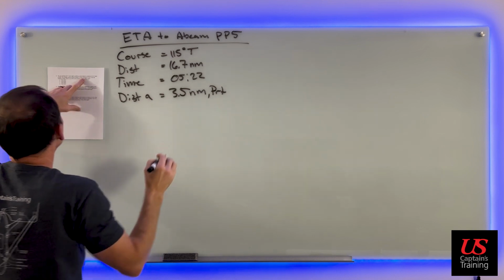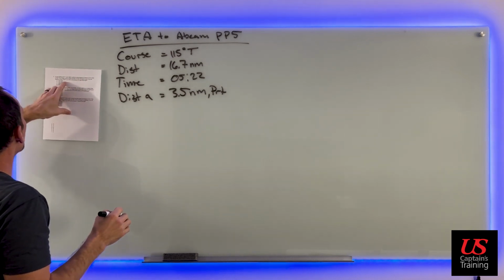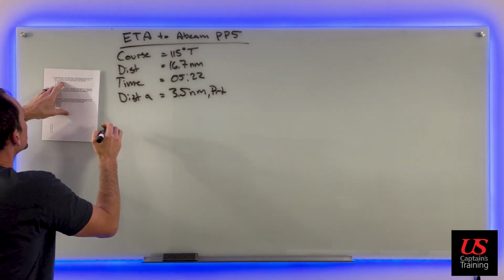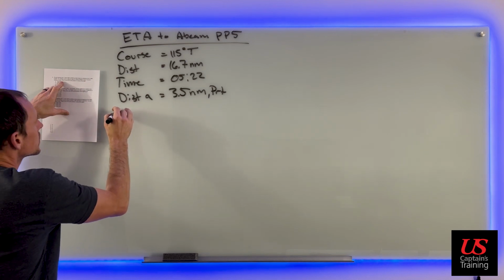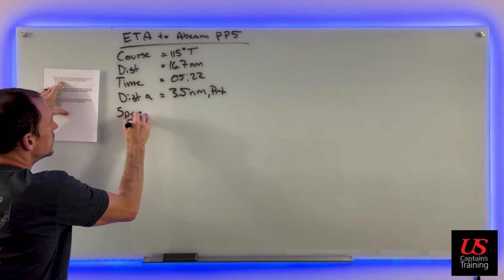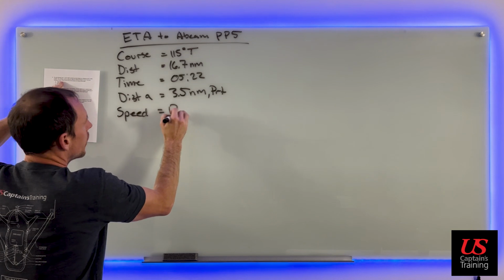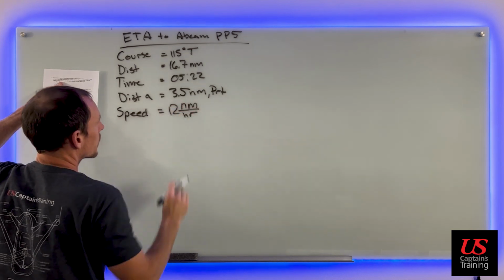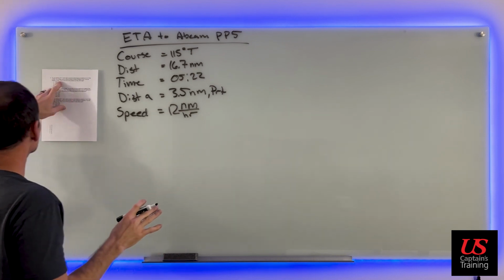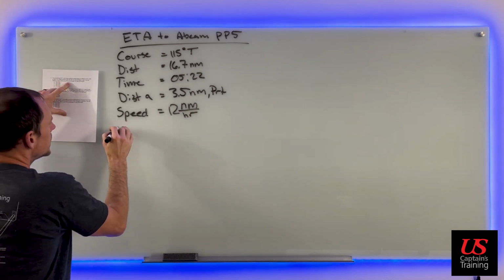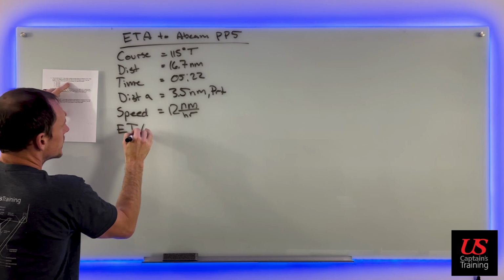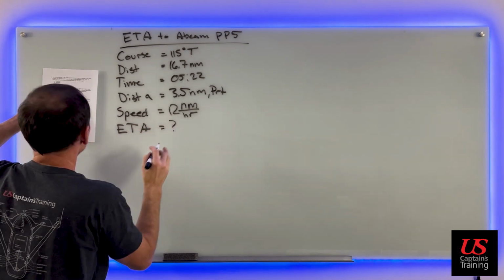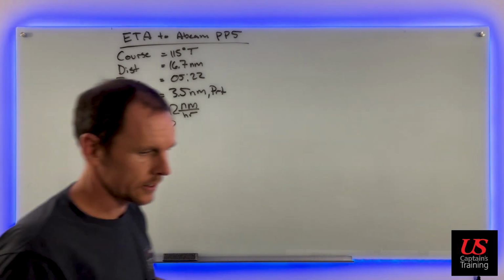That's good. If you're making 12 knots, what's your ETA at that position? Okay, so it gave us a speed. 12 knots. What's a knot? It's a nautical mile per hour. We love units. They keep everything straight. ETA. What is your ETA? That's the question.